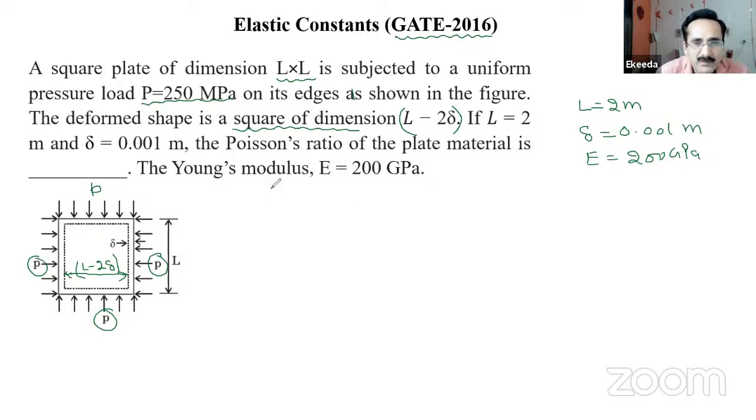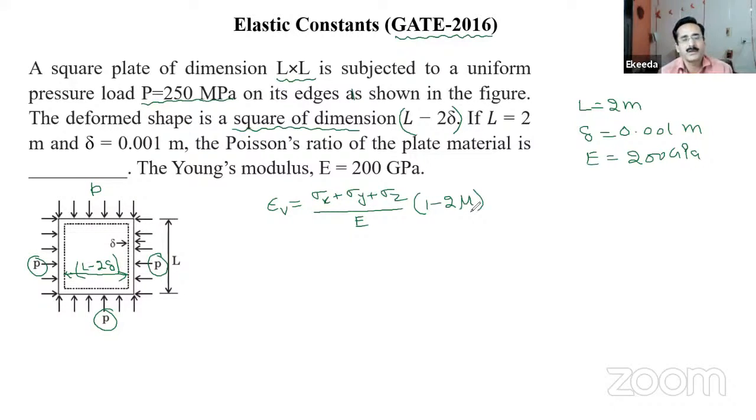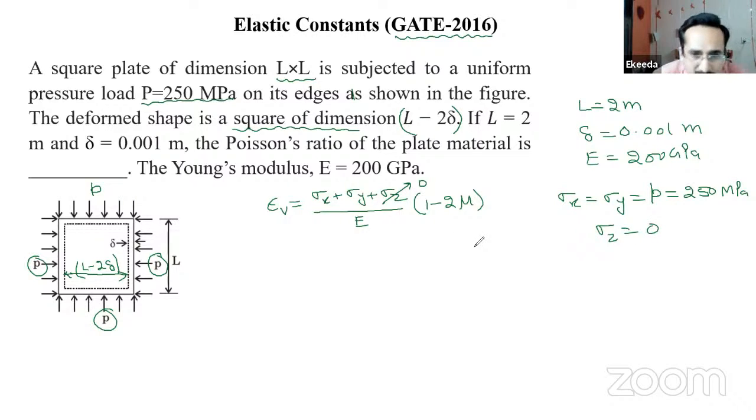Because we are going to use the volumetric strain here, we know the formula that volumetric strain is given by (sigma x plus sigma y plus sigma z) upon E, into (1 minus 2 mu). Here sigma x and sigma y are equal, given by the pressure applied, that is 250 megapascal. But there is no sigma z here. Sigma z is 0.